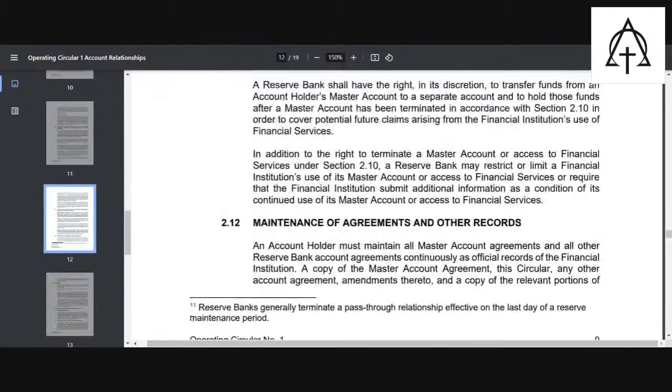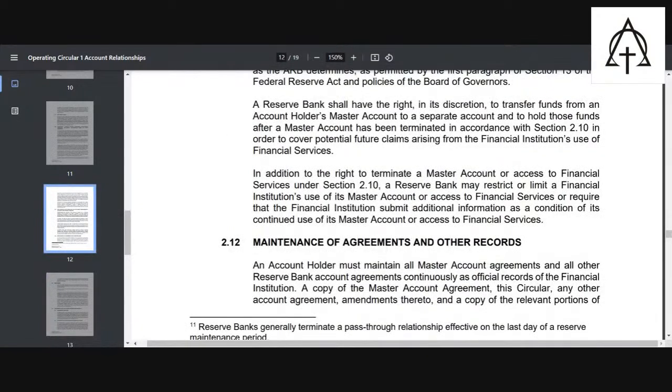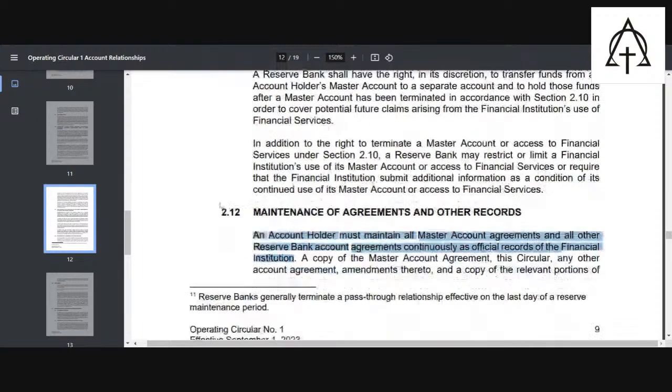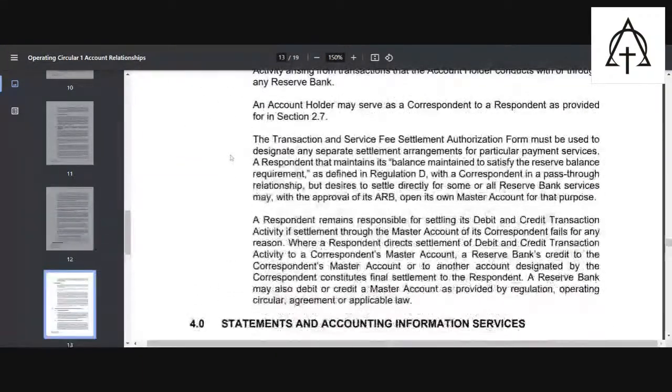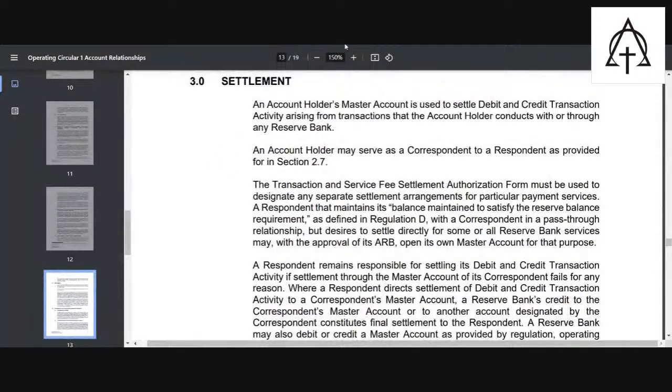We finished up with 2.12, maintenance of agreements and other records. As an account holder, you must maintain all master account agreements and all other reserve bank account agreements continuously as official records of the financial institution. For 3.0, we're talking about settlement.